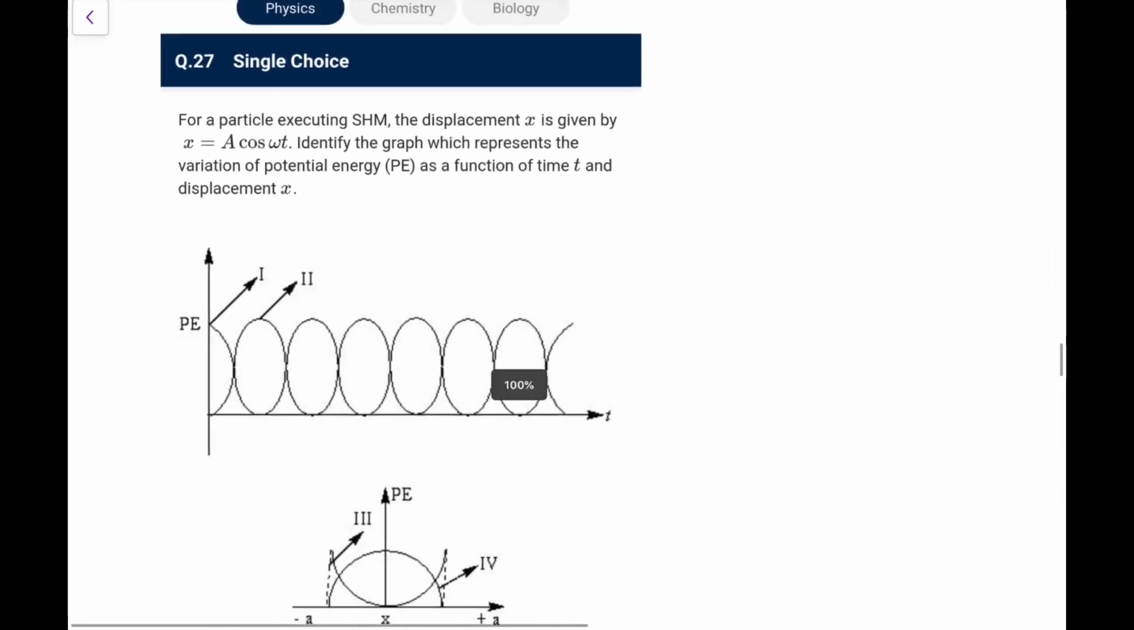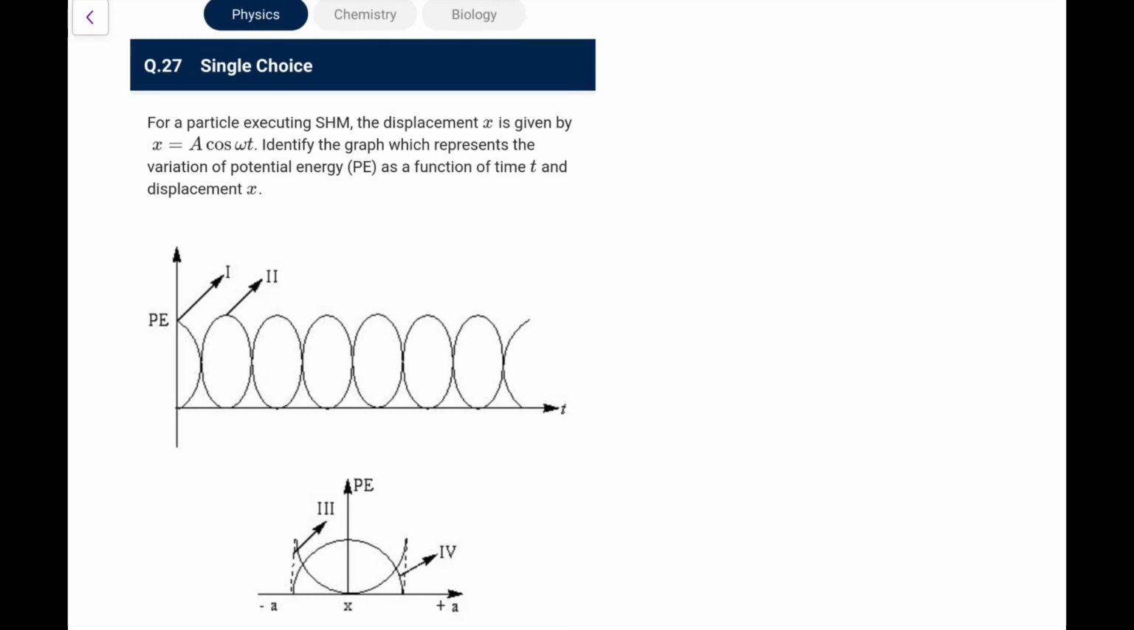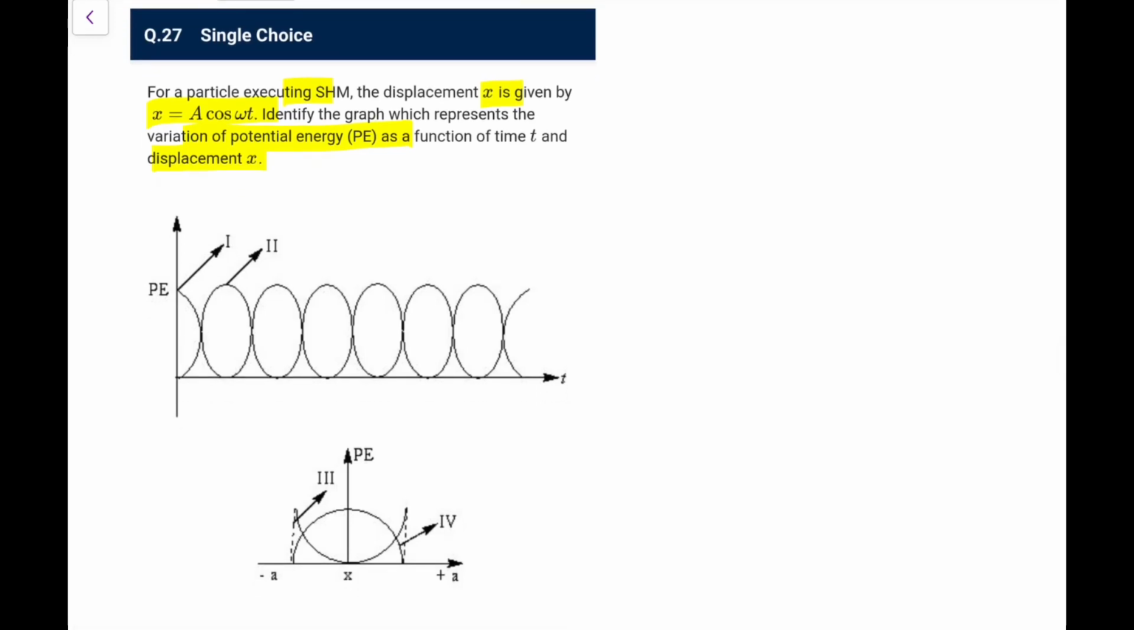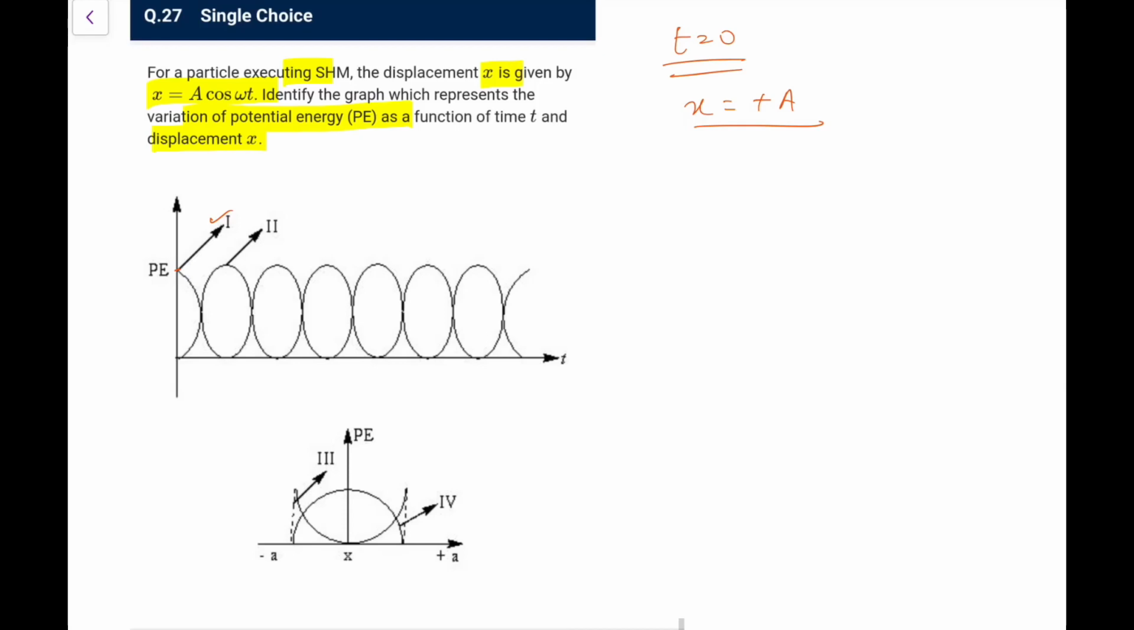Next one. For a particle executing SHM, the displacement x is given by this. Identify the graph which represents the variation of potential energy as a function of time and displacement x. The displacement x is given by a cos omega t. That means at t equal to 0 it is at x equal to plus a, so potential energy is maximum. So the first graph is for potential energy. And you remember potential energy in terms of x is half kx square. So the graph would be like this for potential energy.